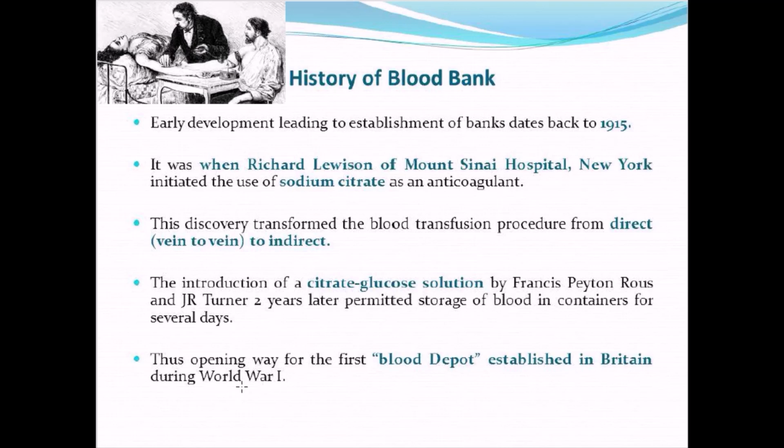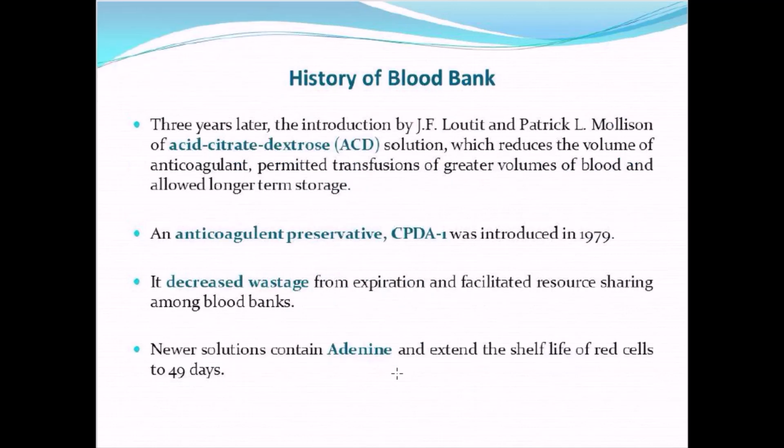Of course, now around that time, when there was war, there was a lot of bloodshed and accidents, and all that needed there to be some stored blood for transfusion into casualties. So you can see that we started with direct vein to vein, and then we developed some anticoagulants, and we were able to develop a blood depot.